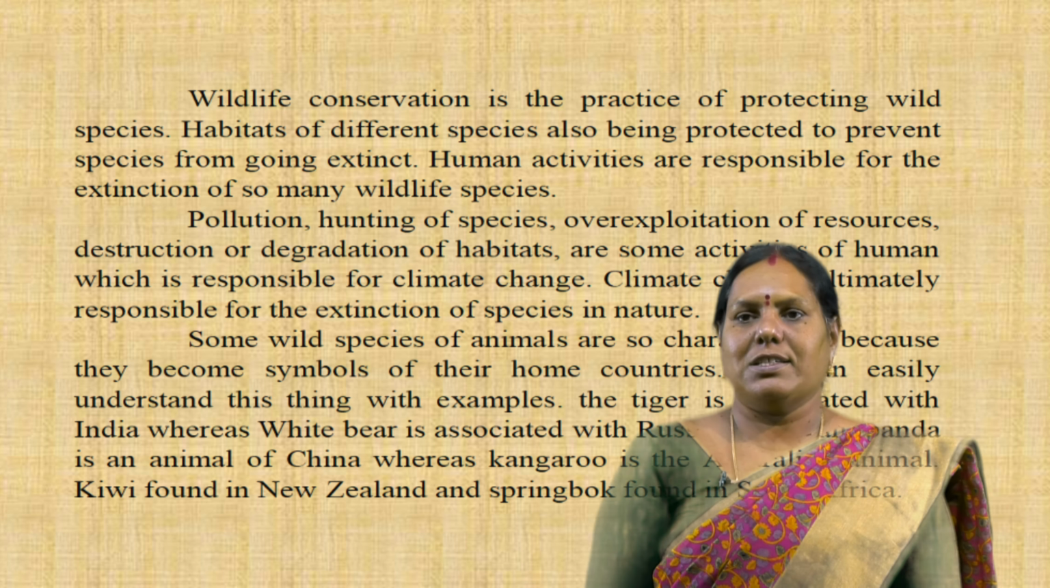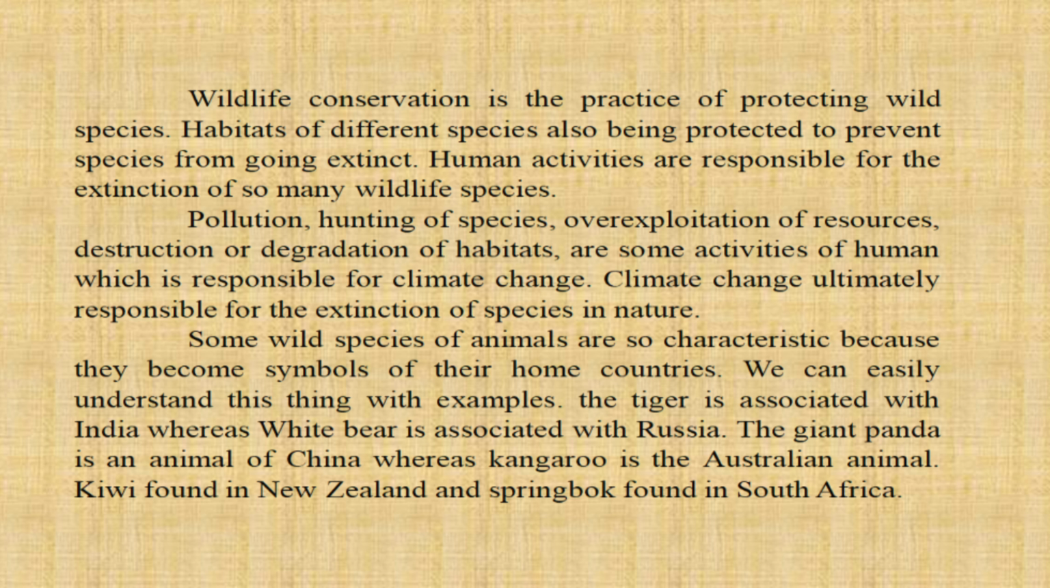Some wild species of animals are so characteristic because they become symbols of their home countries. We can easily understand this with examples. The tiger is associated with India, whereas the white bear is associated with Russia. The giant panda is an animal of China, whereas the kangaroo is the Australian animal. Kiwi is found in New Zealand, and springbok is found in South Africa. So these are the specific animals of certain countries.